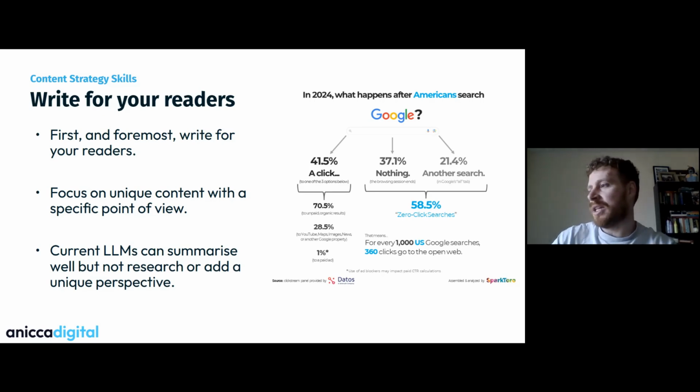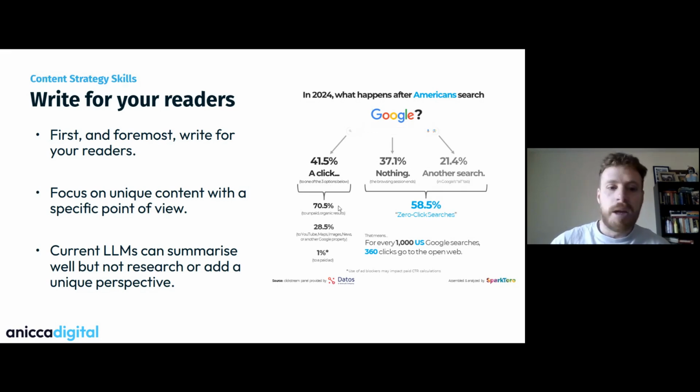It's assembled by SparkToro, and they looked at searches Americans completed in 2024. So apologies if it's a bit small, but I'll try and make it out for you. 58% resulted in 0-click searches. For the majority of those, the browsing session ends. In the remaining 21%, they go to the Google tabs or find it somewhere else. Of the 41% that go through to a click, 70% go to unpaid organic listings.